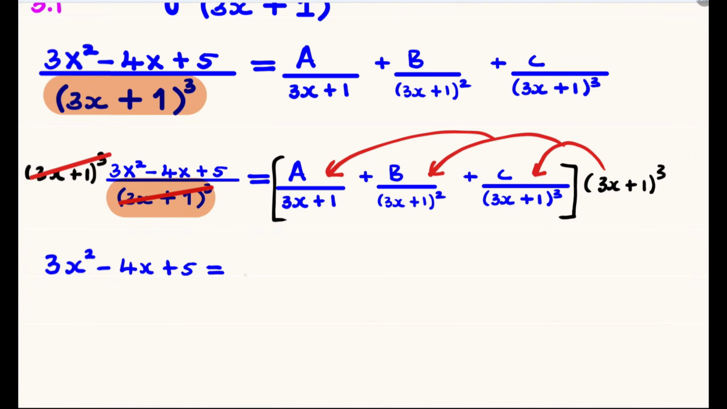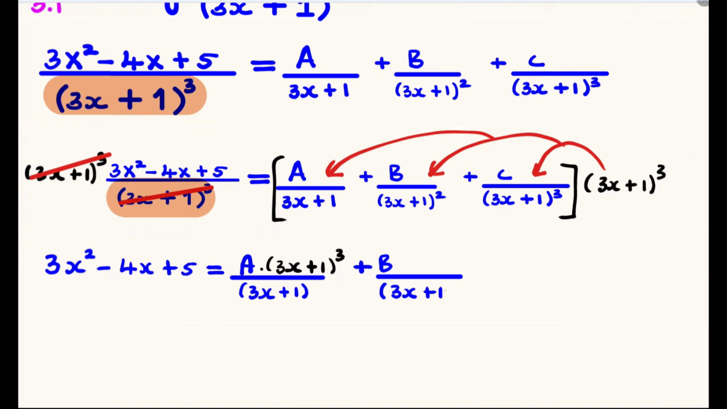And we will have A divided by 3x plus 1 multiplied by the (3x plus 1) raised to the power 3, plus B divided by (3x plus 1) squared multiplied by the (3x plus 1) raised to the power 3, plus C divided by (3x plus 1) raised to the power 3 multiplied by the (3x plus 1) raised to the power 3.